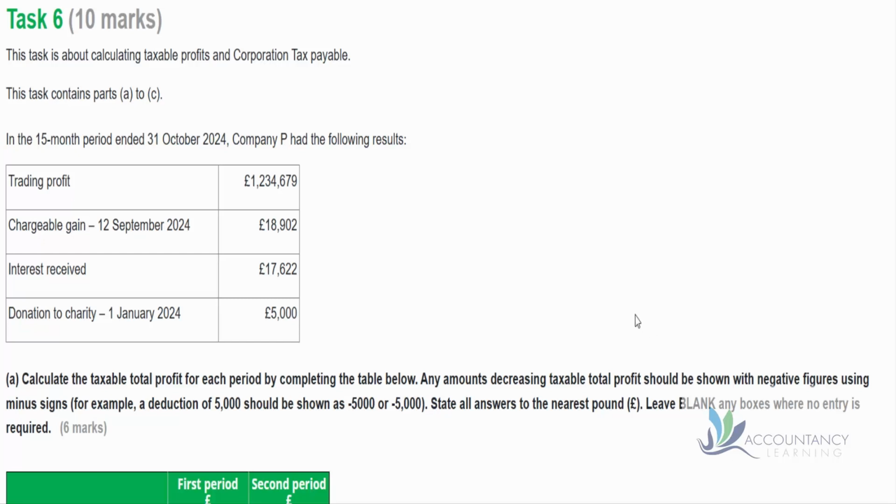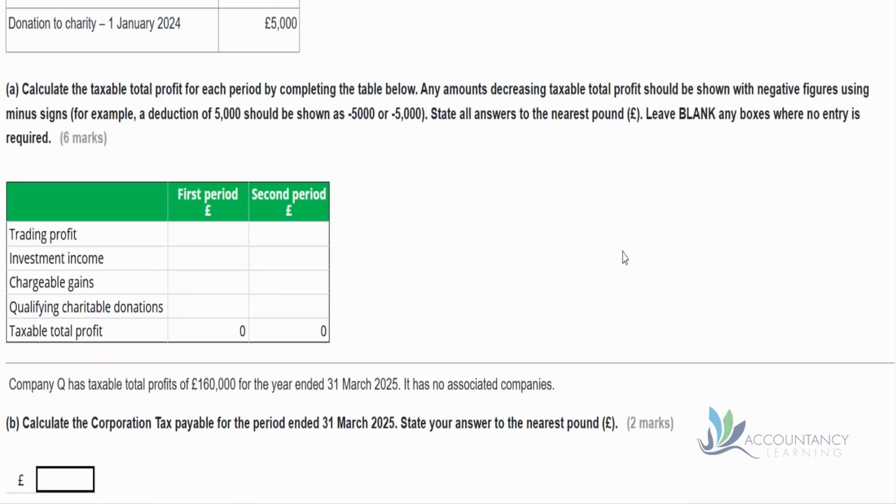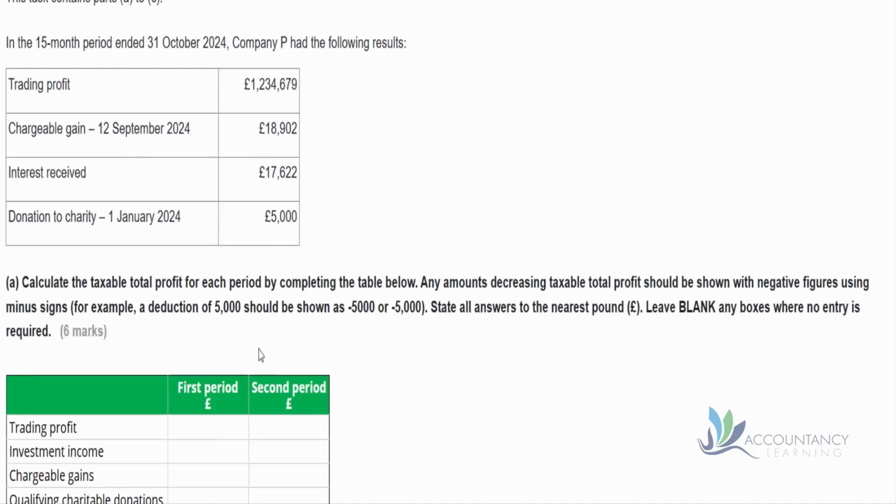Okay, so we've got a table there, and we can see there's a first period and a second period. We've got trading profit, investment income, chargeable gains, qualifying charitable donations, and then a total. In the information we've got a 15-month period ended 31st of October 2024. So what we need to do is split this into a 12-month period and a 3-month period. For our trading profits, we've got a total profit of 1,234,679.